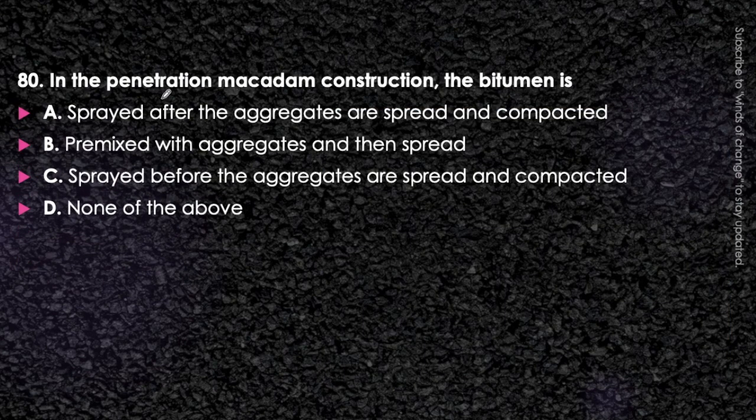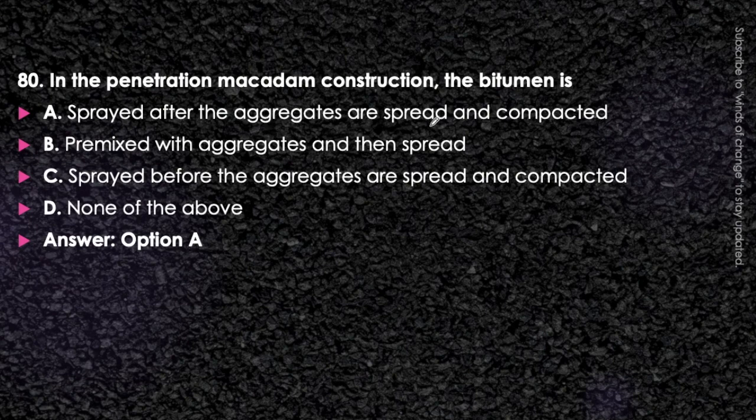Next question. In the penetration macadam construction, the bitumen is sprayed after the aggregates are spread and compacted, or pre-mixed with aggregate and then spread, or spread before the aggregates are spread and compacted, or none of the above. We are talking about the penetration macadam construction. The bitumen will be sprayed after or before the aggregate. Just think about it. In case of the penetration macadam construction, or WBM construction, in both the cases the same process is adopted. In this one, we will spray the bitumen after the aggregates are spread and compacted.